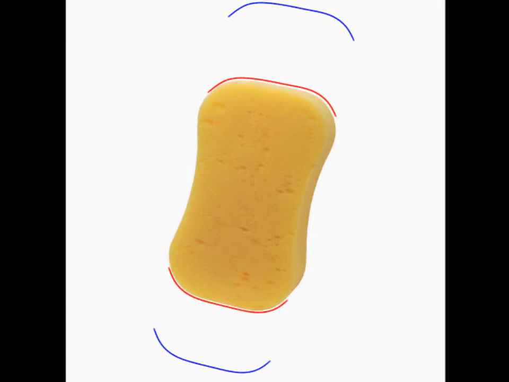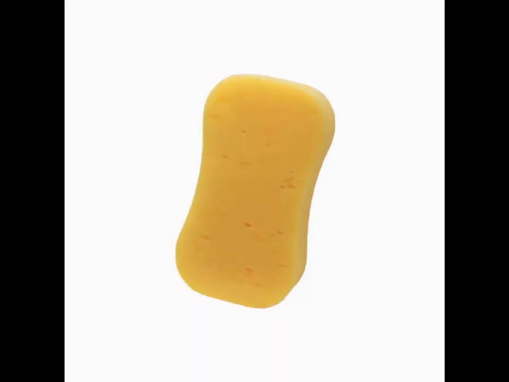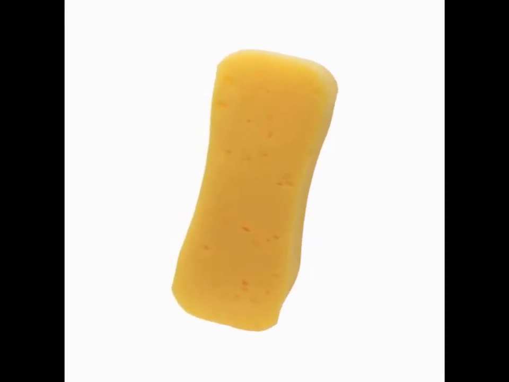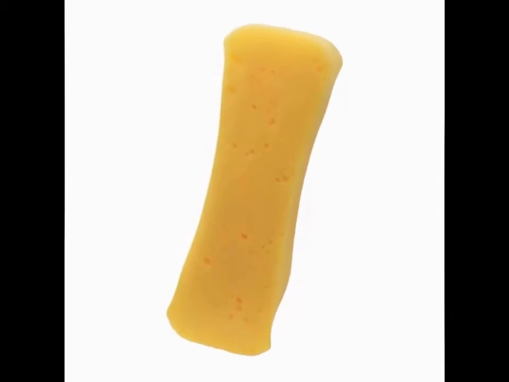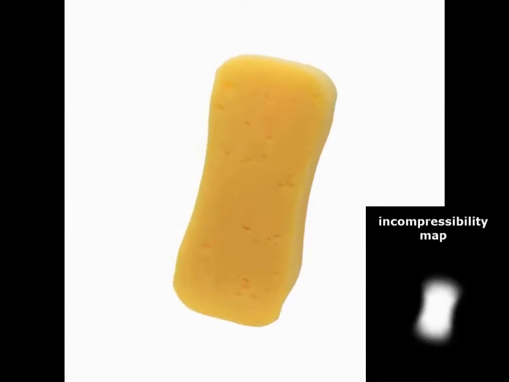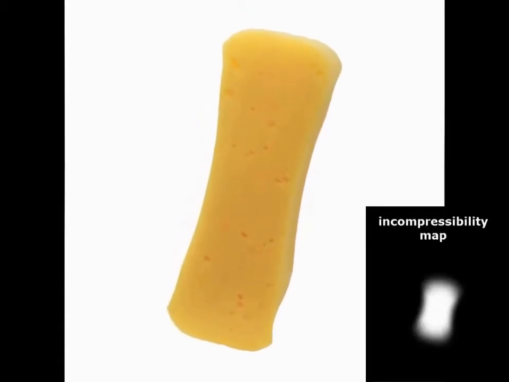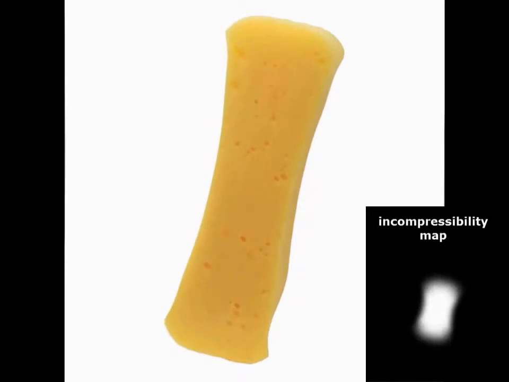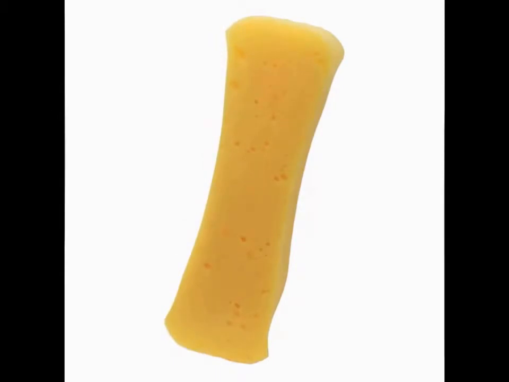Our method accommodates the preservation of image area when such behavior is desired. Such properties can be specified in a spatially varying manner, for example, by a grayscale image mask that designates certain image areas as more incompressible than others, as shown in the sponge example. Stretching this object intuitively results in a narrowing of the midsection, as image area is preserved.